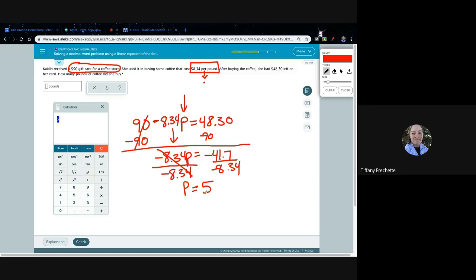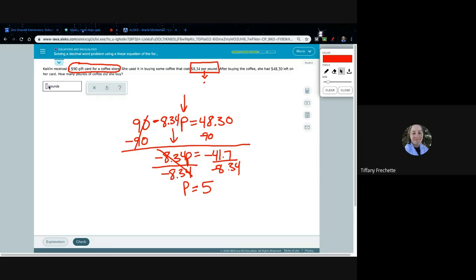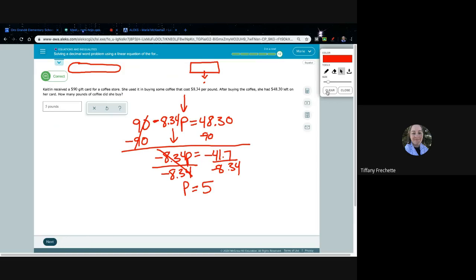So she bought 5 pounds of coffee. And she spent about 40 bucks on that coffee. All right, 5 pounds, check. All right, we finished another one, yay.